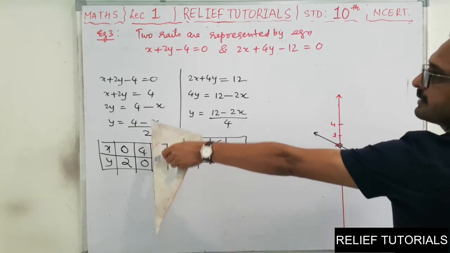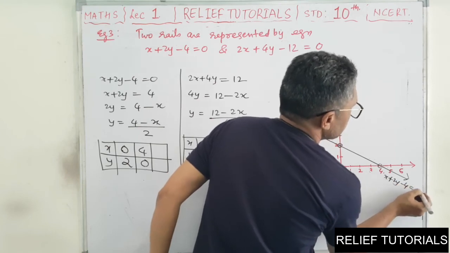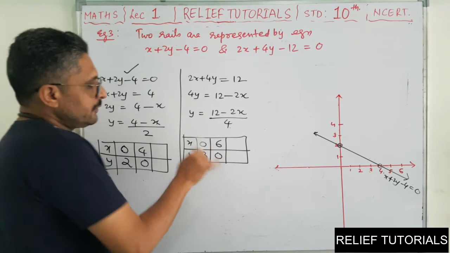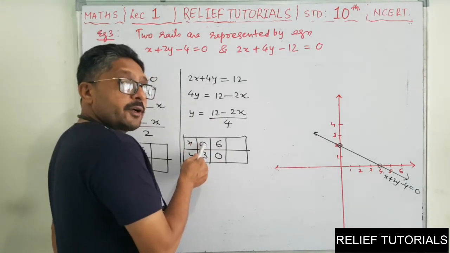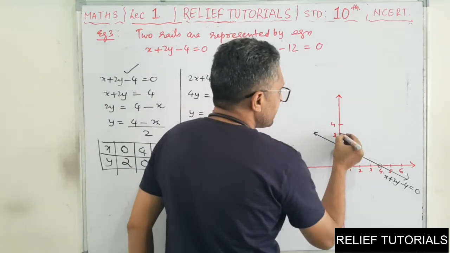Which line is it? x plus 2y minus 4, x plus 2y minus 4 is equal to 0. So this is completed, over. Now we plot this. X coordinate is 0. The point is on the y axis at 3. On the y axis at 3. This is the point.